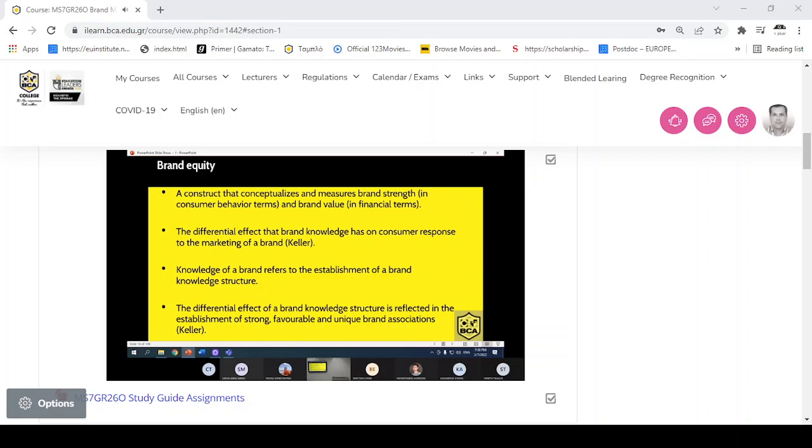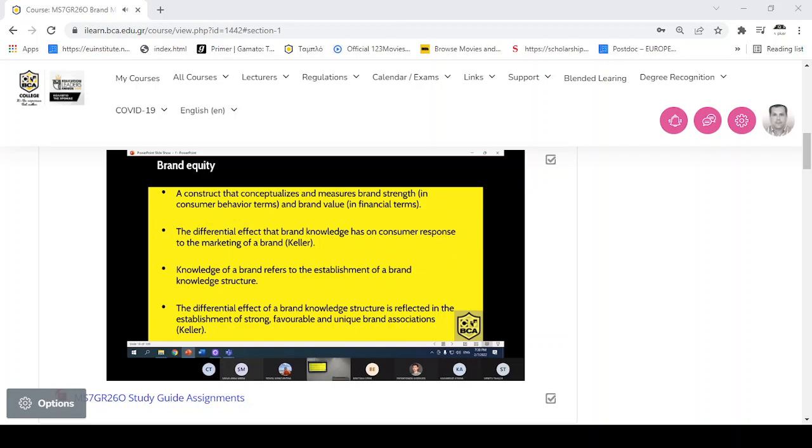Brand equity is a construct that conceptualizes and measures brand strength in consumer behavior terms and brand value in financial terms. It is a differential effect of brand knowledge as a consumer response to the marketing of the brand. And this knowledge refers to the establishment of a brand knowledge structure. So the differential effects of a brand actually concern how a brand knowledge structure is reflected in consumers' minds, memories, as strong, favorable, and unique associations. This is your mantra for this semester with 3 words: strong, favorable, and unique brand associations. Whatever you do and whatever you write in your assignment, don't forget to write these 3 words.